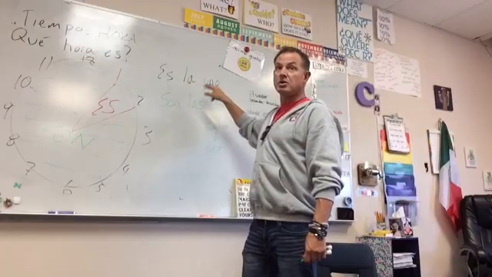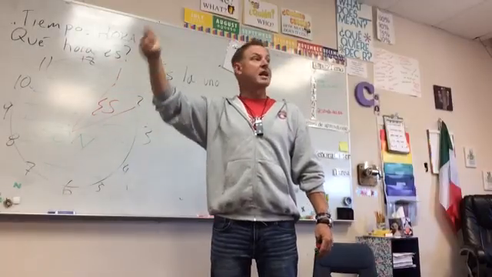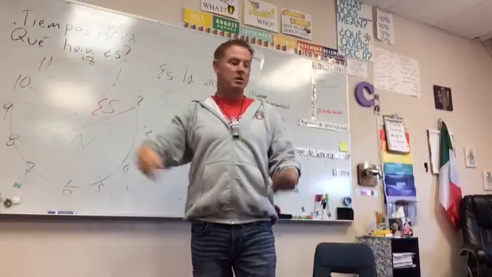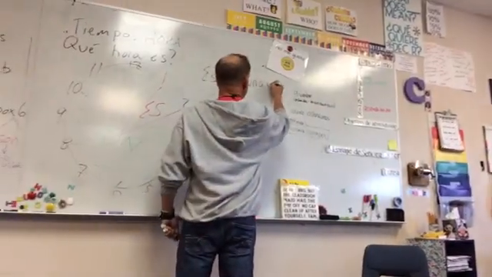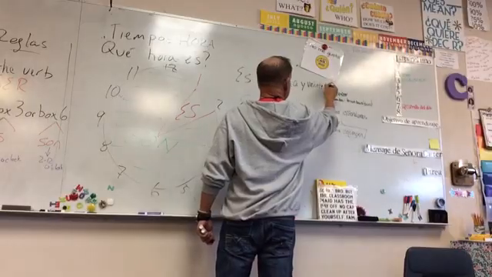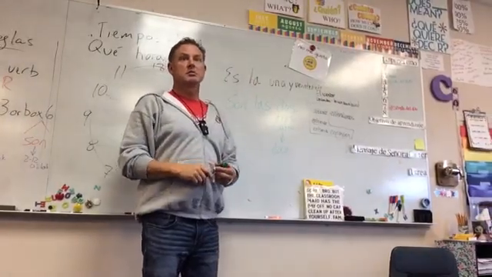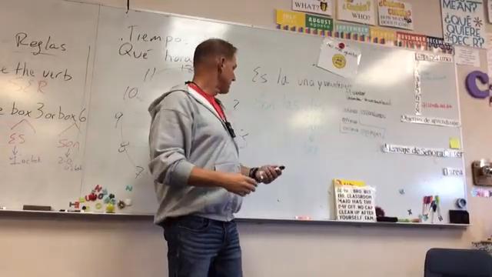And then you do it like every number that we have learned, up through 59. So if we wanted to say it's 1:27, we would just say es la una y veinte y siete. There is time.